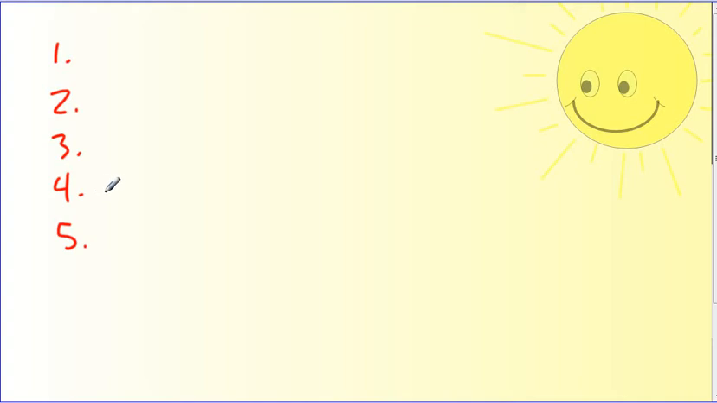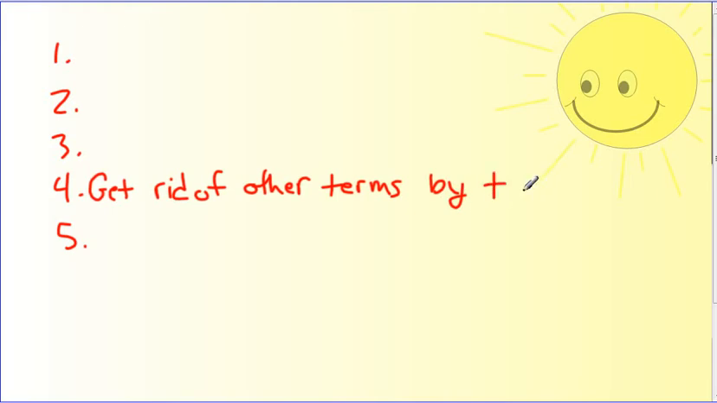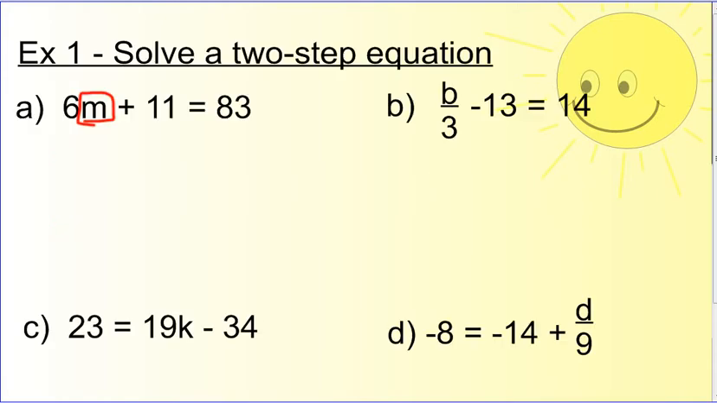The first thing we're going to do in most of our problems is once we find our variable, we're going to get rid of the thing that's being added or subtracted to it. Another way to say that is get rid of the other terms. Get rid of other terms by add or subtract. So let's see what that looks like before we move on to the next step.